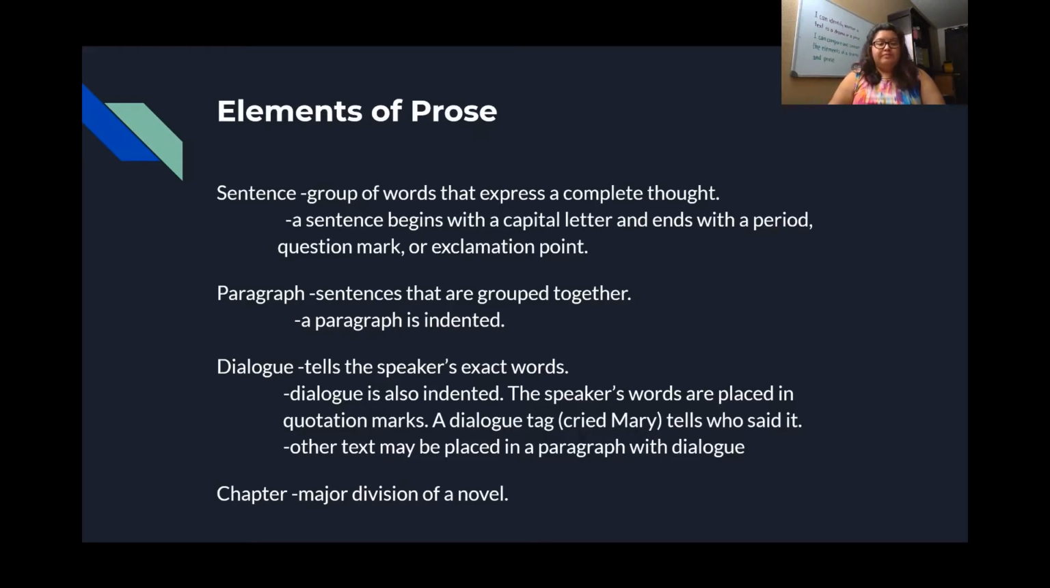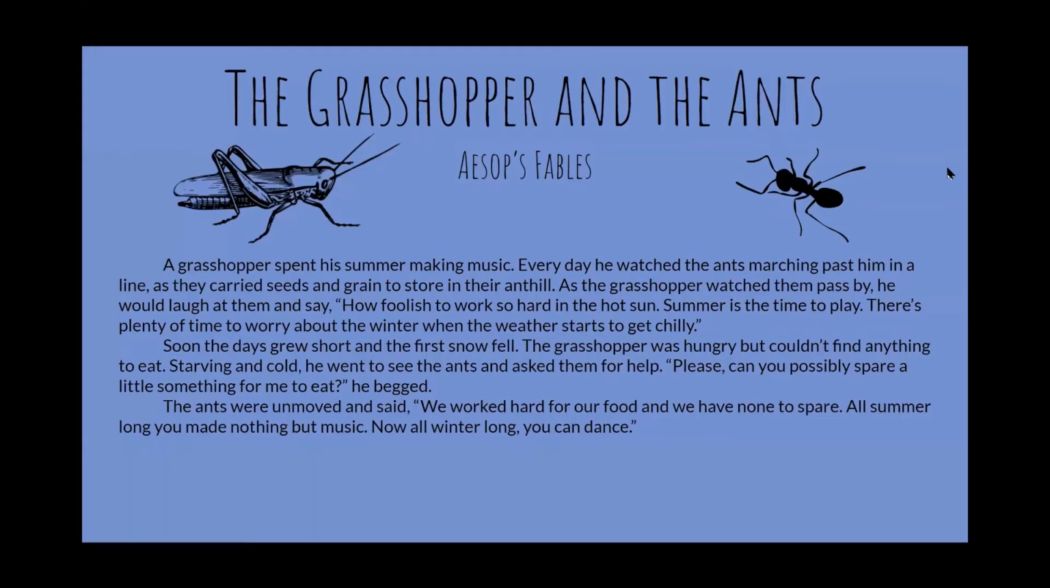So let's keep going. We're going to look at this small story. It's called The Grasshopper and the Ants, and it's an Aesop fable. Look for the elements of prose that we just talked about.